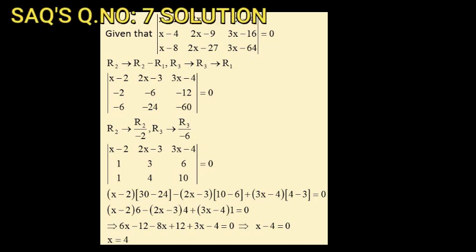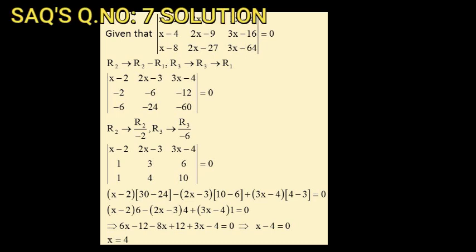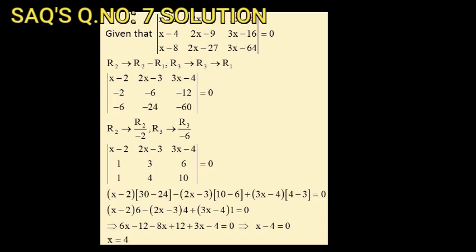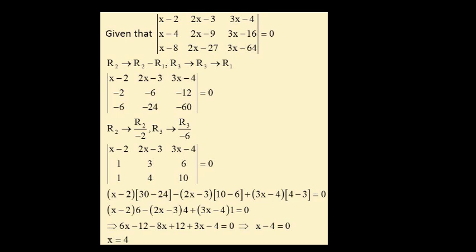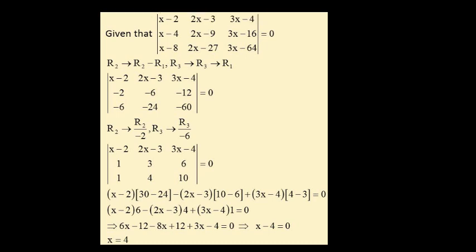Therefore, first we change any two rows or any two columns to single elements by using row operations or column operations. Here first we use the row operations. First consider the given determinant. R2 changes to R2 minus R1 and R3 changes to R3 minus R1. By using R1, we change the second and third rows to single elements.